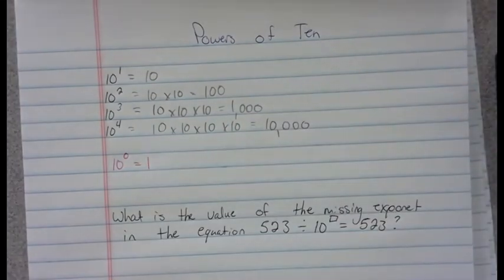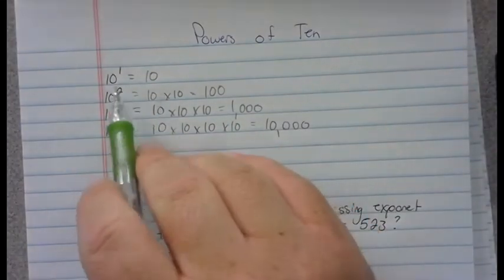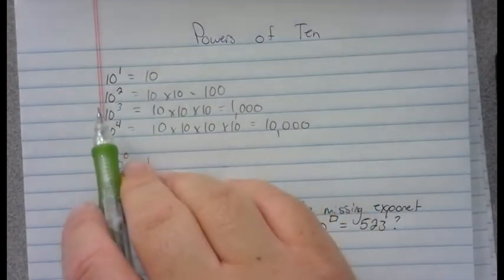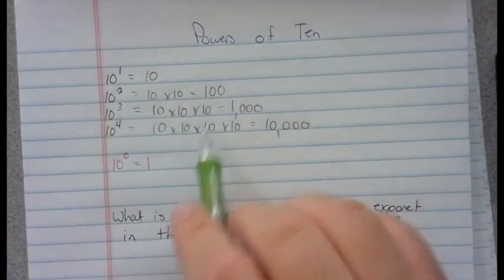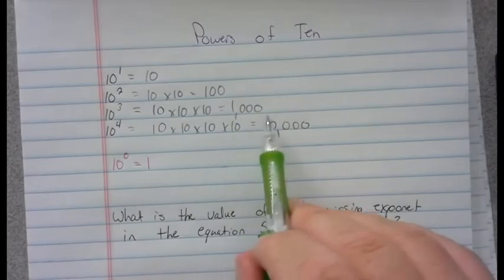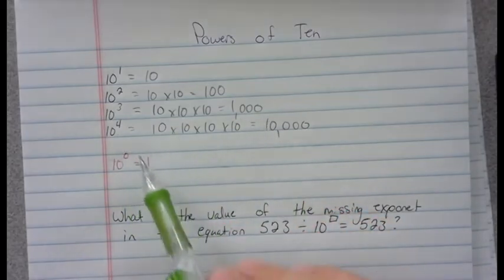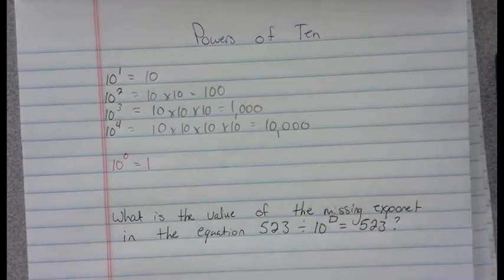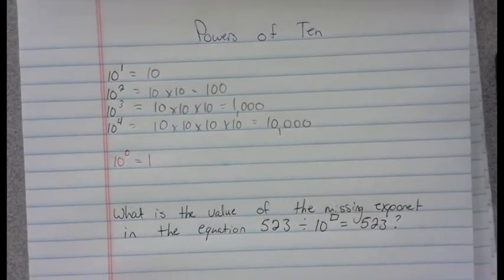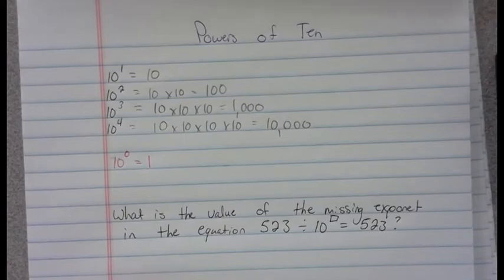And the trick is, there's a pattern here if you notice. 10 to the first power has 1 zero. 10 to the second power has 2 zeros. 10 to the third power has 3 zeros. 10 to the fourth power has 4 zeros. It's really simple, okay? And that's going to help us when we multiply or divide decimals by an exponent.